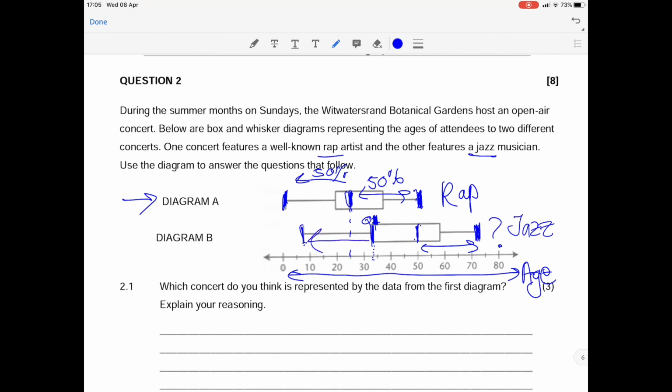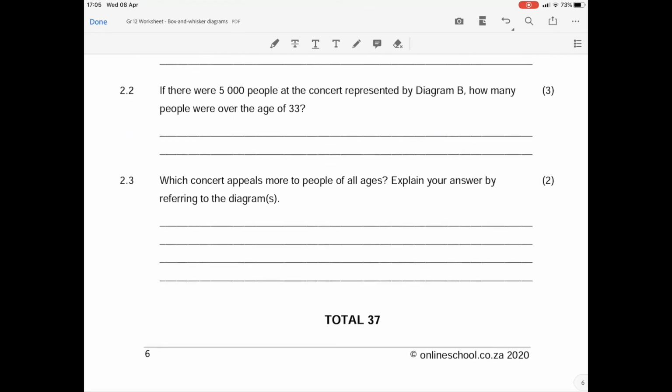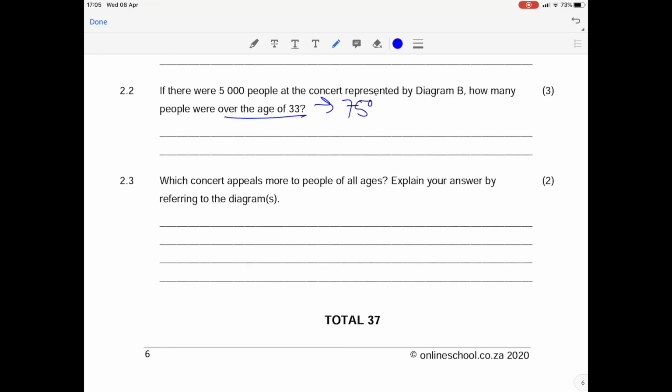which is represented by quartile 1. So that means 25% of your people are less than 33 years old and 75% are older than 33. So we have been asked how many people are over the age of 33, and we know that that is 75% of our sample because it is represented by the first quartile. So we then need to just work out 75% multiplied by 5,000. And the answer you're going to get is that 3,750 people are over the age of 33.